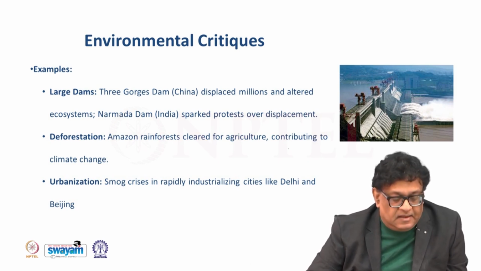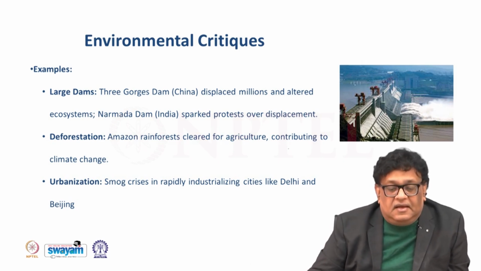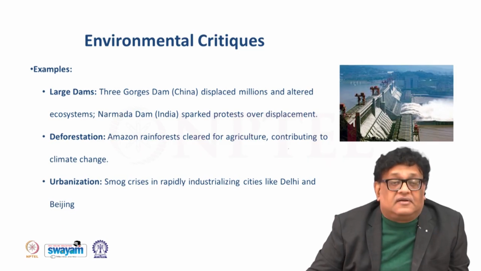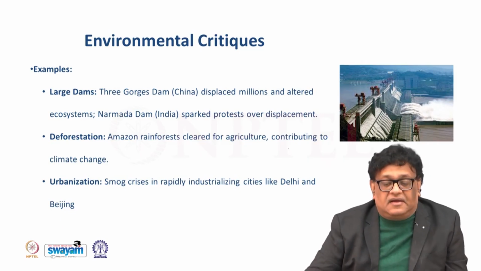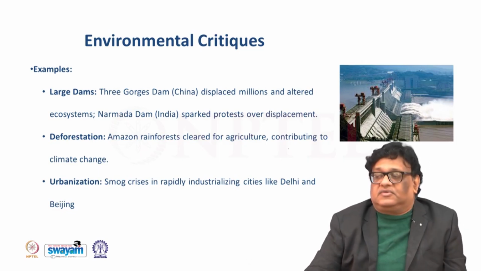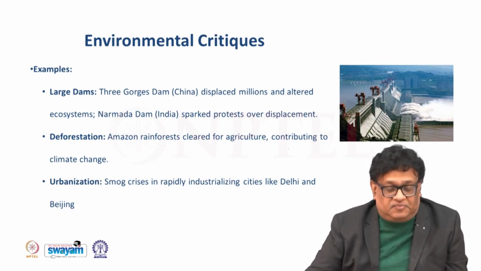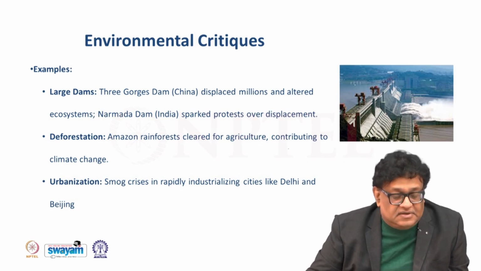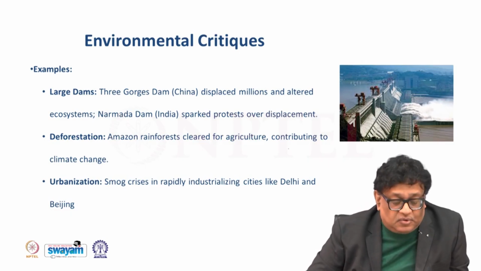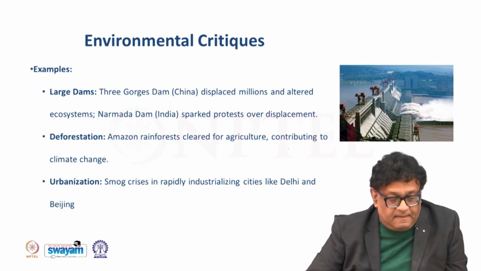Deforestation, particularly in the Amazon rainforest, has been another prominent example of environmental degradation linked to modernization. The Amazon has been increasingly cleared for agricultural expansion, particularly for cattle ranching and soy farming. This destruction not only contributes to habitat loss and species extinction, but also exacerbates climate change by reducing the Earth's capacity to absorb carbon dioxide. The loss of these vital forests significantly impacts global weather patterns and biodiversity.